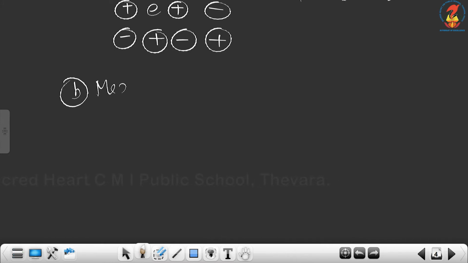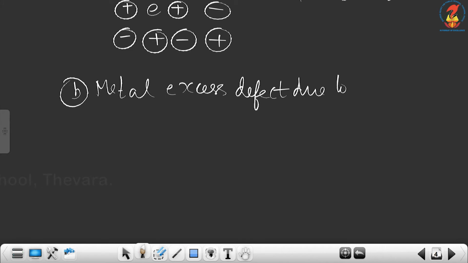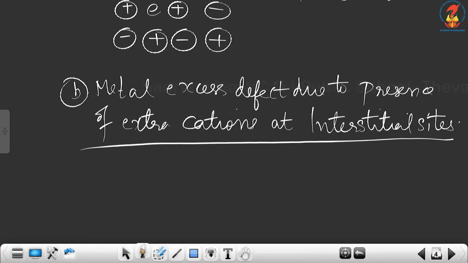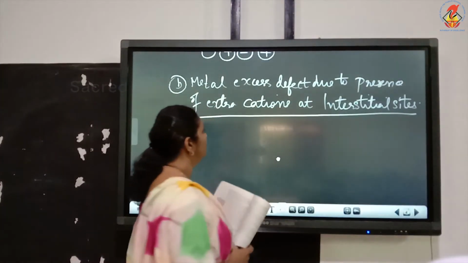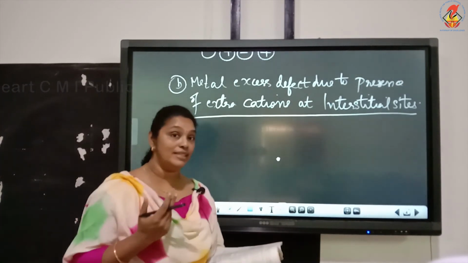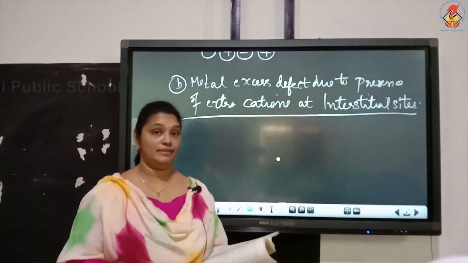The second type of metal excess defect is metal excess defect due to presence of extra cations at interstitial sites. So, second type of metal excess defect is metal excess defect due to presence of extra cations at interstitial site.